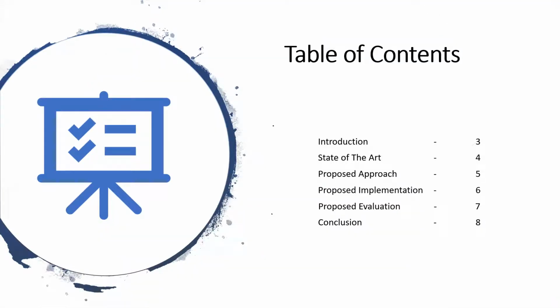So the table of contents will be as follows. There will be a brief introduction about the research topic, followed by the state of the art, that is the previous works, then the proposed approach which I have taken for this research, the proposed implementation and how I'm going to evaluate it, and finally the conclusion for the research topic.